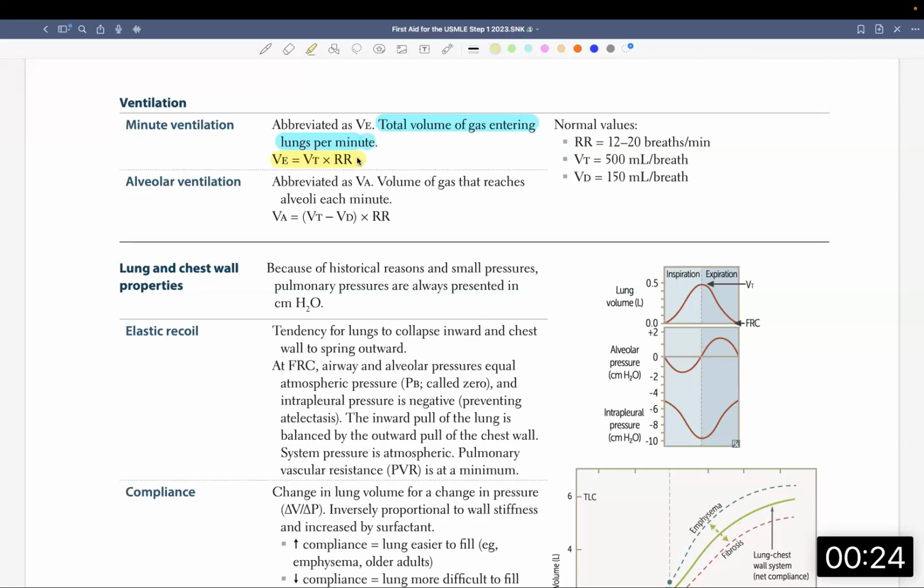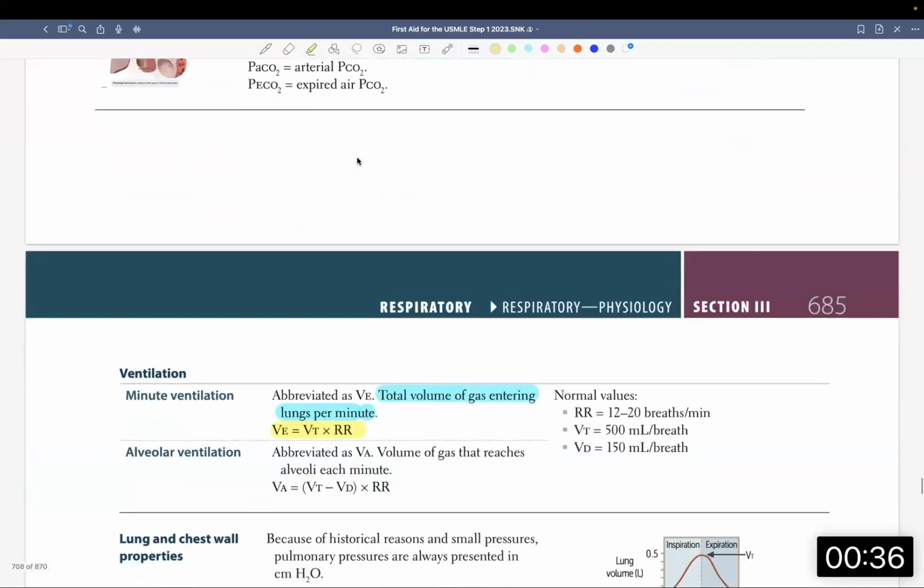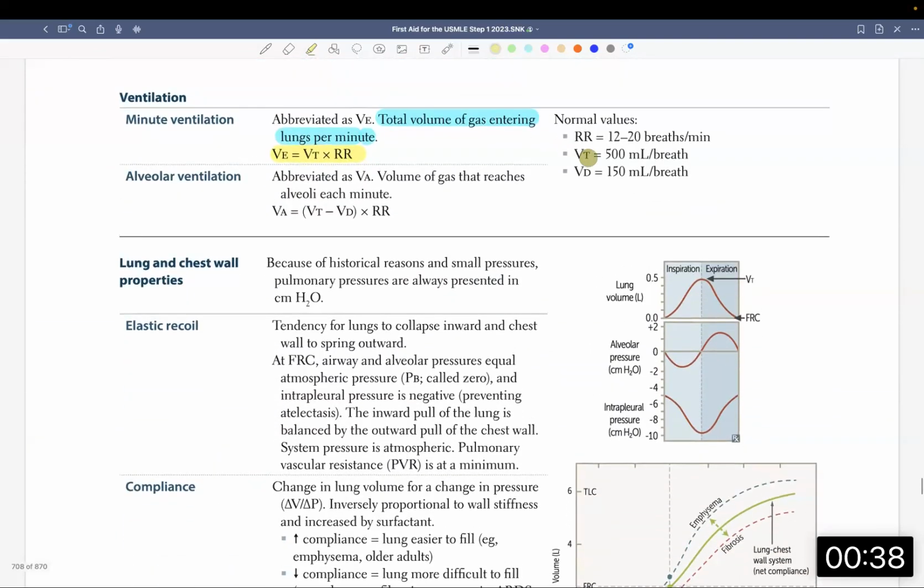Normal values of respiratory rate are 12 to 20 breaths per minute. Tidal volume we saw earlier is 500 ml per breath. VD, which is the dead space, is 150 ml per breath. So from these, VE equals VT into RR. So that's the minute ventilation. Next, we have alveolar ventilation, abbreviated as VA.